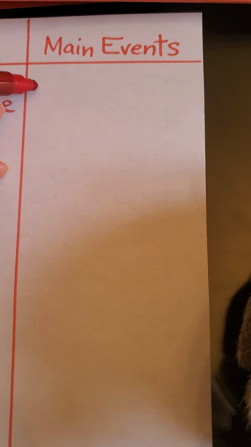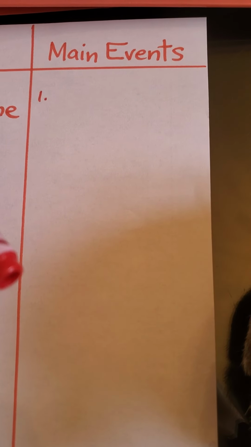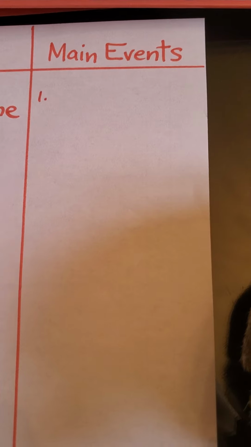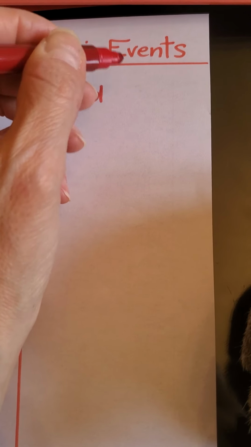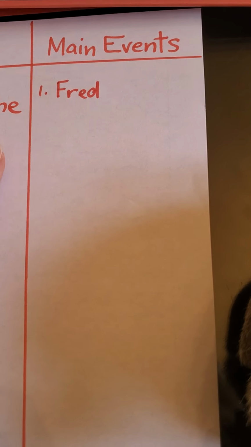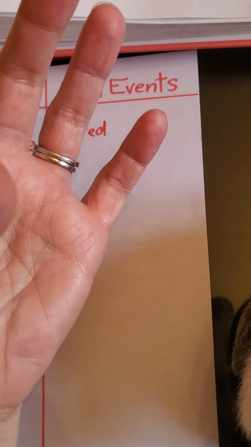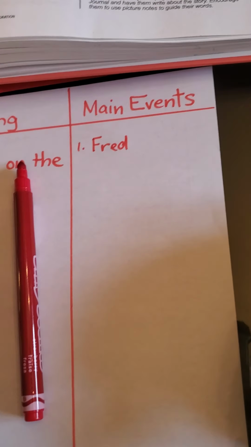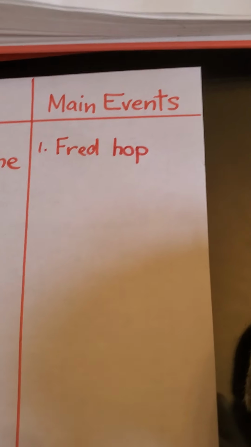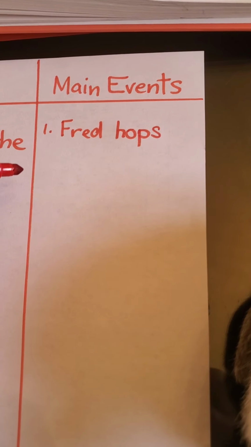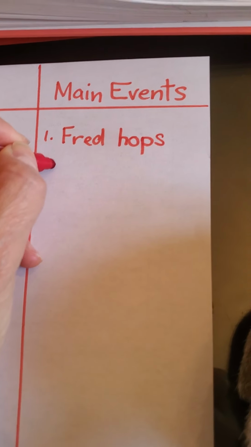Now, what are the main events in the story? Let's think about this. First, what happened? Do you remember? Fred, what? Hops over the twig. Now, what if I forgot how to spell hops? Well, first we'll tap out the base word. Oh, I know that's H-O-P. And then I have to put my suffix S, right? Hops over. Oh, that's a trick word. We already have that memorized.